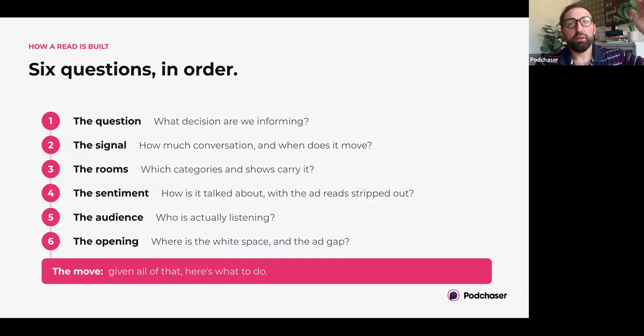So a read is built along this process. The first thing we're going to do is ask a question: what decision are we going to inform? The second is the signal. So how much conversation actually exists, and where does it move?